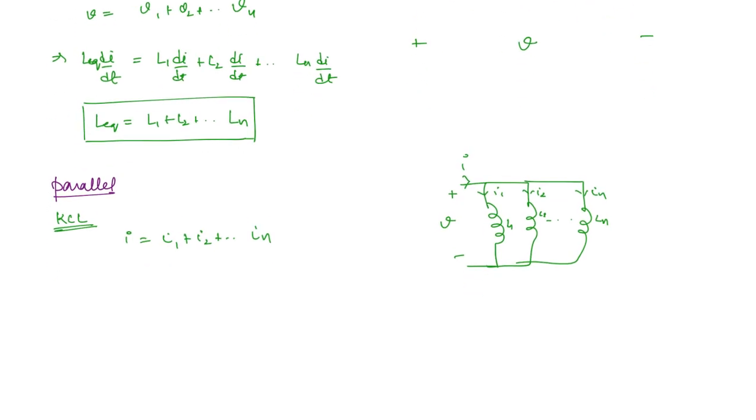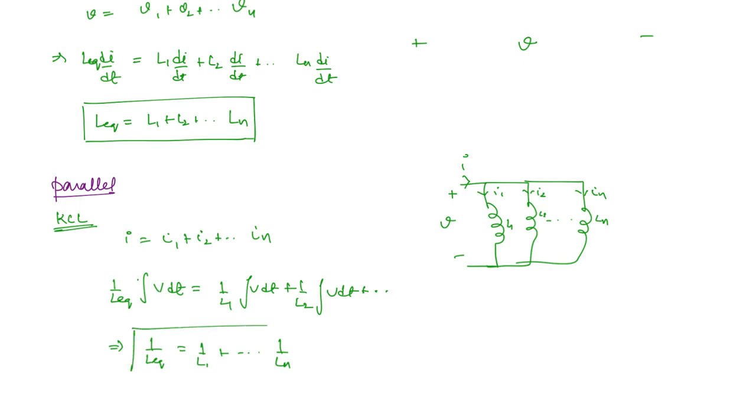Now what is I? This is 1 by L equivalent times the integral of the voltage across it, and this is equal to 1 by L1 times the integral of V dt plus 1 by L2 times the integral of V dt plus so on till 1 by Ln times the integral of V dt. So here you are going to get an equation similar to the one we saw for parallel resistance: 1 by L equivalent equals 1 by L1 plus 1 by L2 plus so on till 1 by Ln.